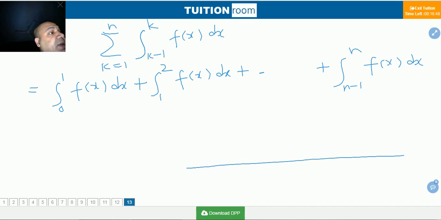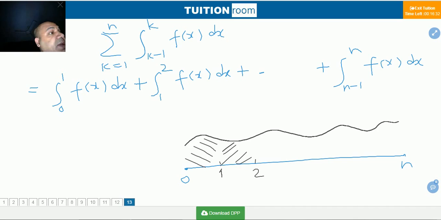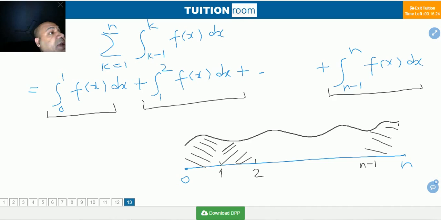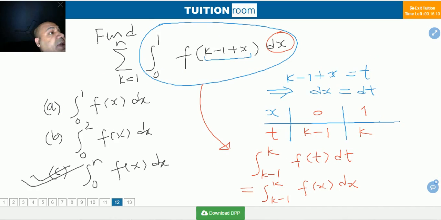If we travel from 0 to n with the function there, we can break this area into multiple areas. First calculate this area, then this area, and finally the area from n minus 1 to n. These denote fractions of the area. It can be written in a single step as the integral from 0 to n of fx dx. We can find the area in a single step rather than in multiple steps. Hence this will be the correct option.